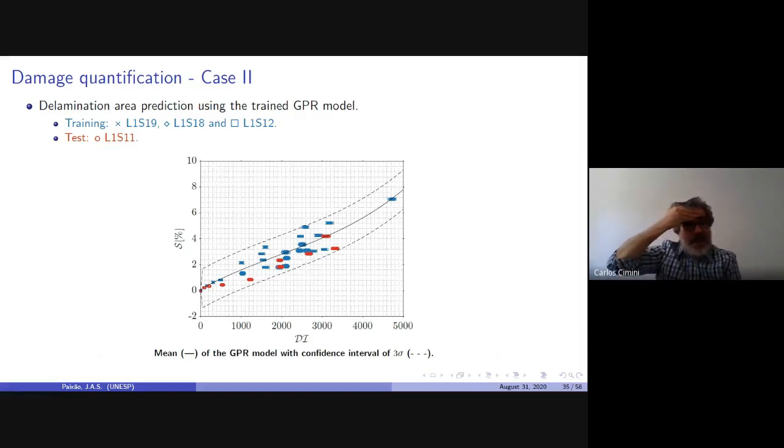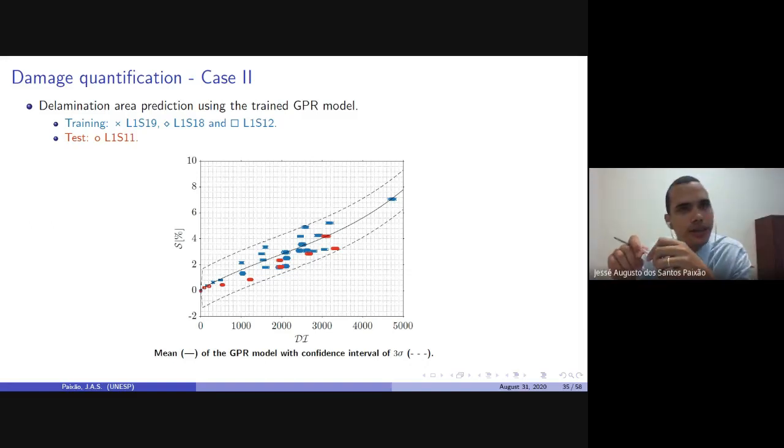So again, my question to you: you mentioned that in the presentation, and also in the text. Why didn't you use the local parameter instead of a global parameter? You mentioned that it takes a lot of computer time, but computer time these days is not such a big deal. Is that the reason? Yeah, yes, but also because if you do it for each sensor, we have one GPR model for each sensor, then it should be hard to define what sensor to use to estimate the delamination area.